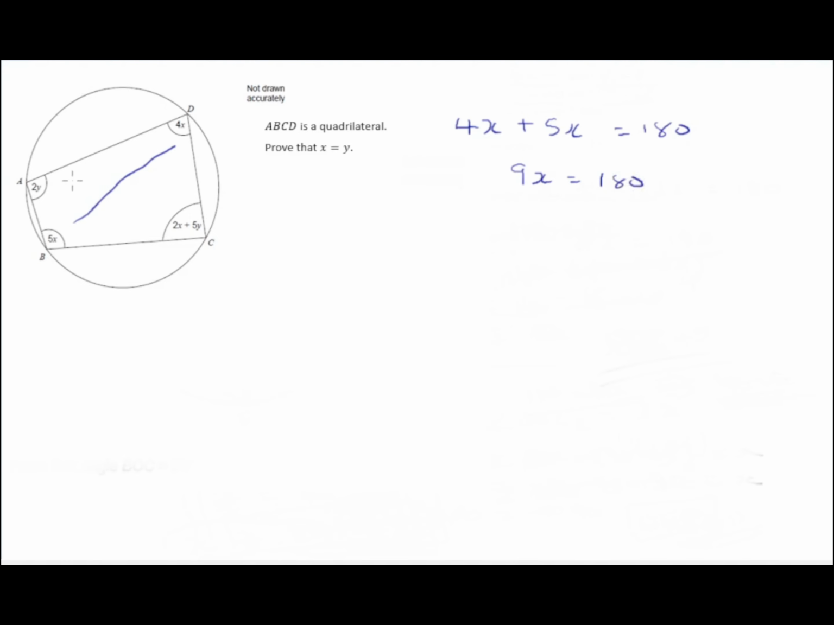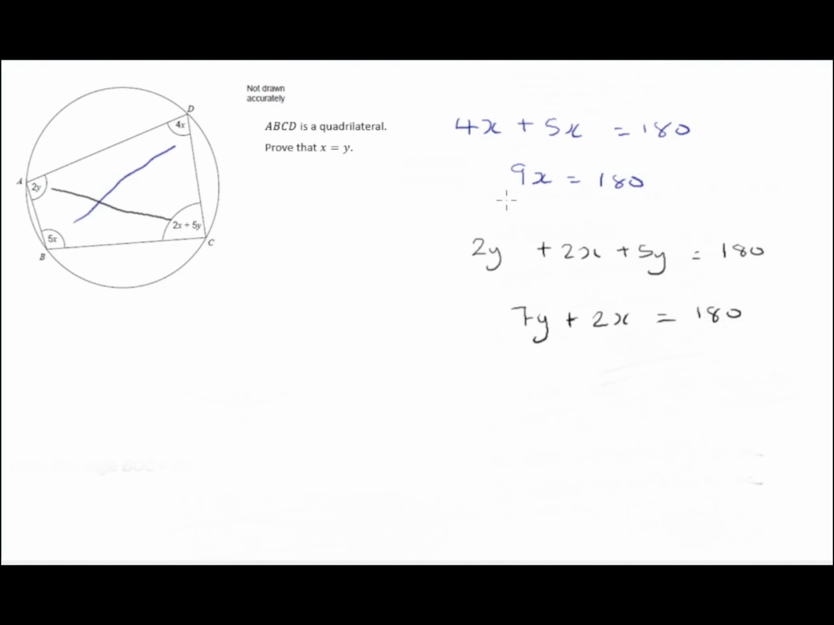So let's look at the other one now. This one is opposite to this one. So these two, when added, must be equal to 180 degrees. So here we're going to have 2y plus 2x plus 5y equals 180 degrees. Let's simplify this. So we can say 7y plus 2x is equal to 180 degrees.